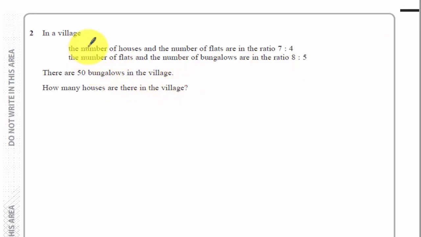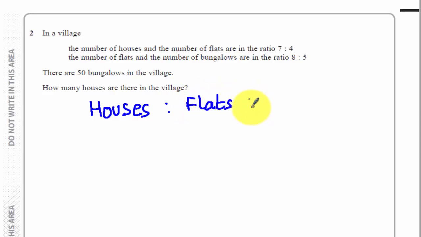Okay, we've got a question about ratio, and we've got two sentences here that are a little bit confusing. So my first step is just to try and clarify what the question's saying. So I've got houses in a ratio with flats, and then I've got flats in a ratio with bungalows.